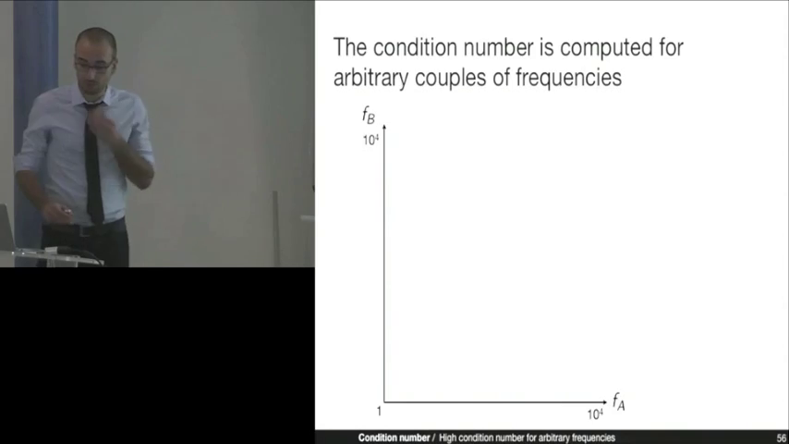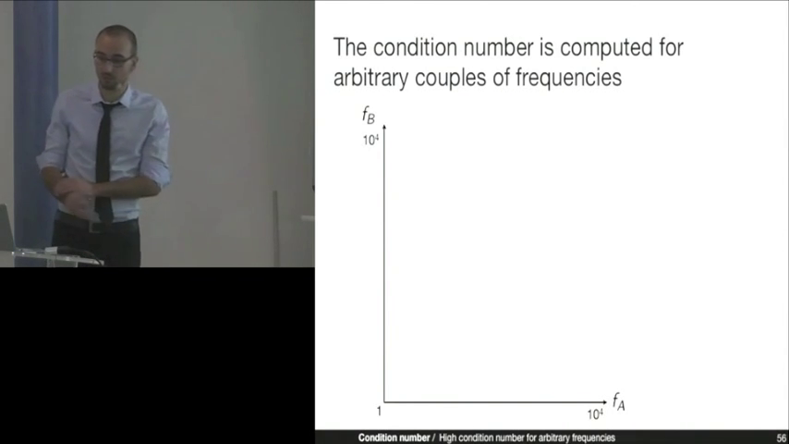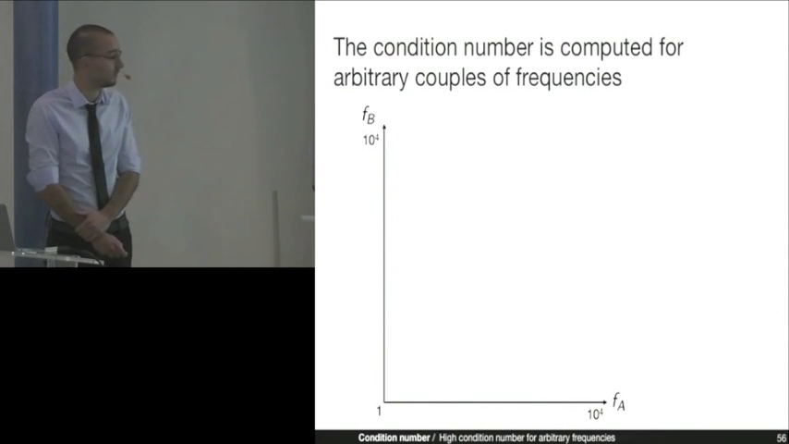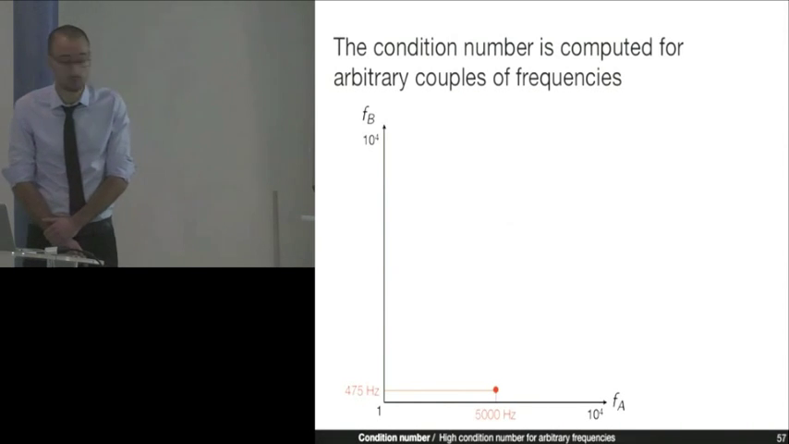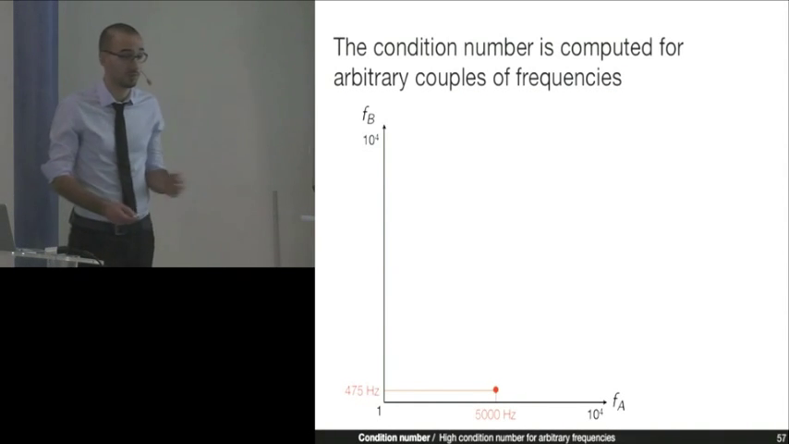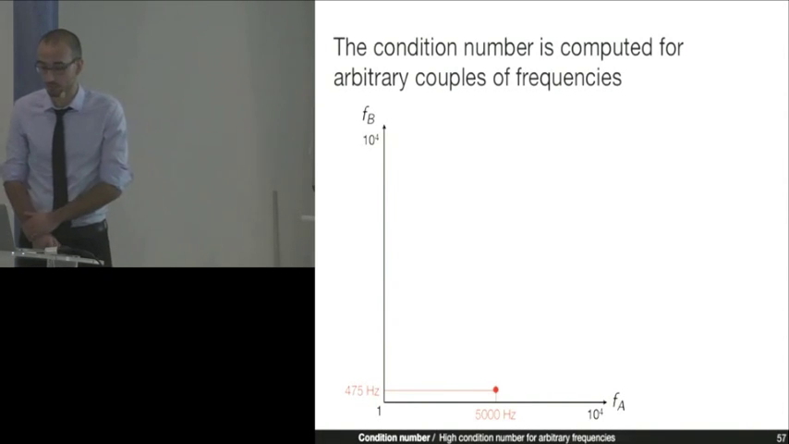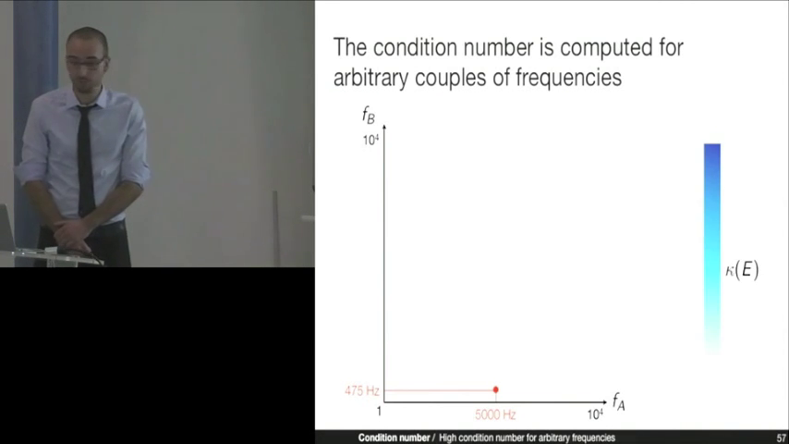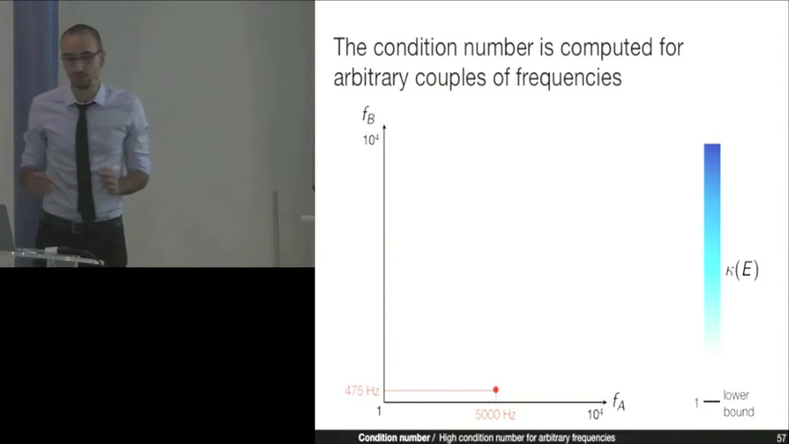To show you the problem of the condition number, I will show that the condition number computed for arbitrarily composed frequencies yields several different values of condition number. In fact, we try to build a response surface with arbitrary frequencies. For instance, here we have chosen this couple of frequencies, but it can be any, ranging between 1 and 10,000 hertz. And we will show the influence of the condition number that varies between 1, which is the theoretical lower bound, and 10, which is the observed stability limit.